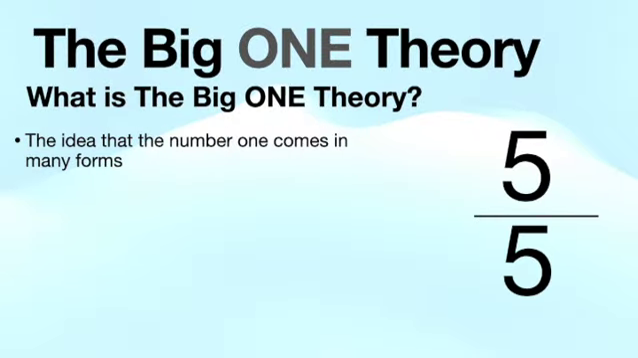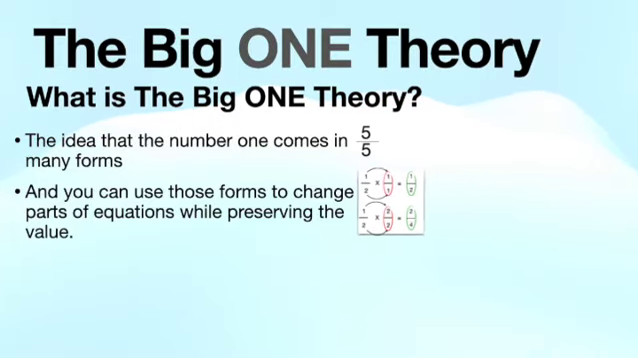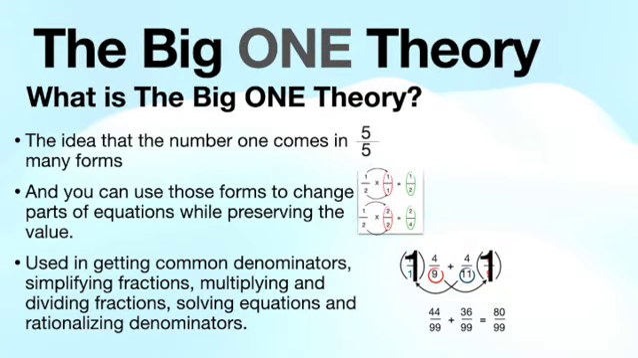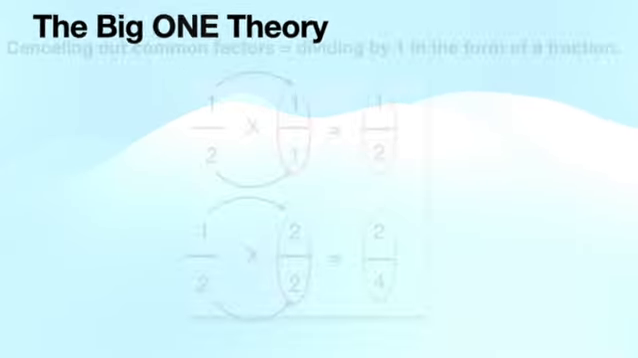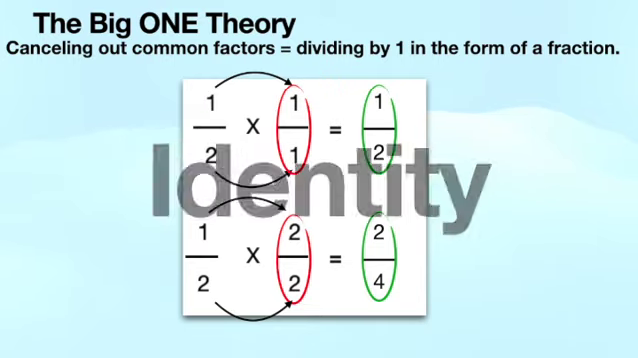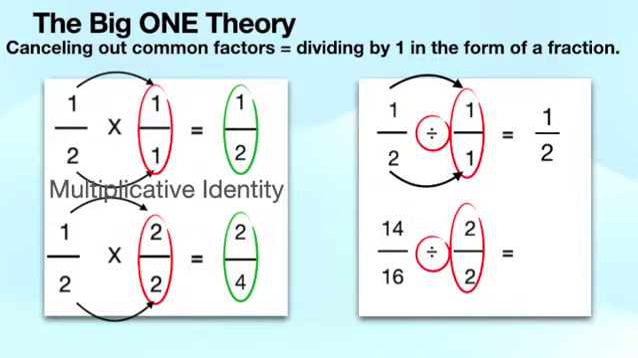Here's a quick review of what the Big One Theory basically is. For more information, check out the Big One Theory video, that's Part 1. Canceling out fractions is basically canceling out common factors in those fractions, and that's dividing by 1 in the form of a fraction, so it is actually the same thing as simplifying. So it uses the multiplicative identity with dividing. So when you divide by 1, you still end up with the same thing.